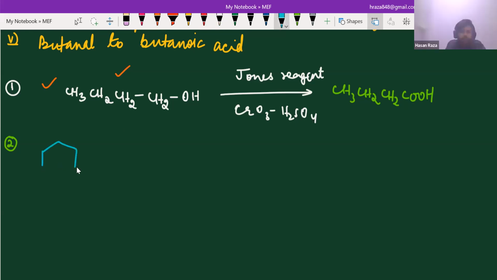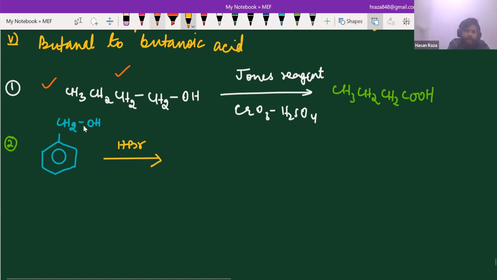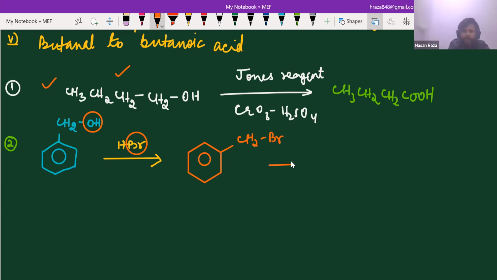Now see, benzyl alcohol. First of all, you need to write the structure of the benzyl alcohol. This is your benzyl alcohol, and we need to prepare phenylethanoic acid from it. See how we are going to do it. It's very easy. I'm going to react this with HBr. What will happen? This OH will be replaced by Br, and OH and H combine to form water. So we will get C6H5CH2Br.